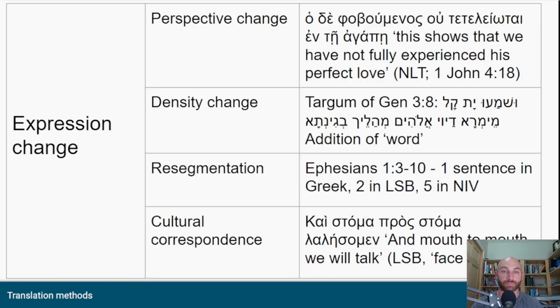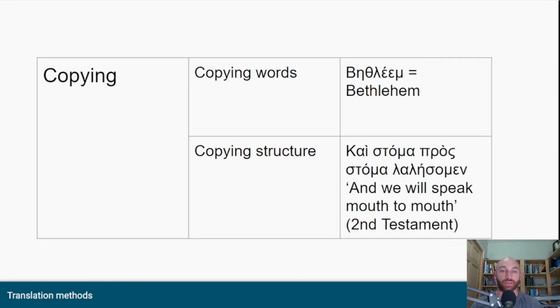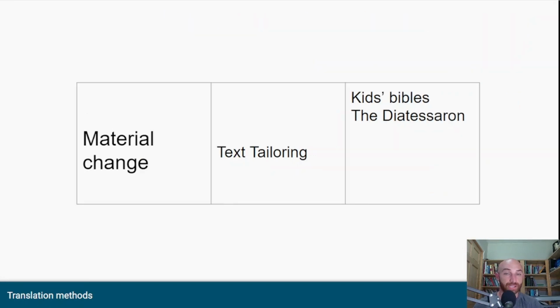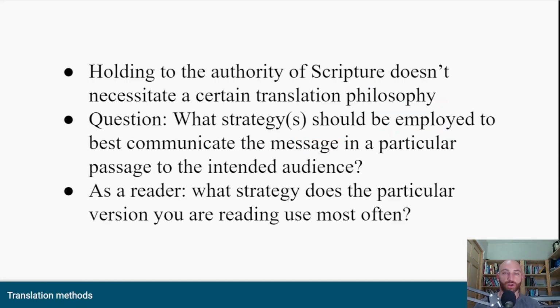We went over 7. We went over copying words like Bethlehem, copying structure, like "we will speak mouth to mouth." That's one way you can do it. Perspective change, right? Just changing the subject. Density change, adding information so that the reader understands. Resegmentation, changing the syntax. Cultural correspondence, right? Translating mouth to mouth as face to face. And text tailoring, just really summarizing, let's say, the text for a different audience. So all of these things are legitimate strategies that are employed by everyone. The question is when and why, right?